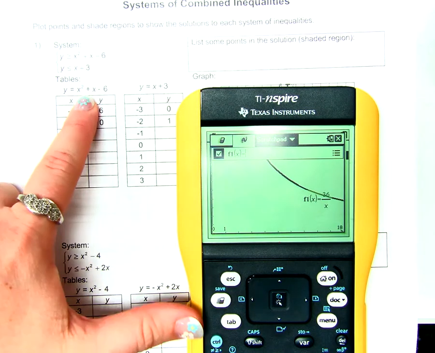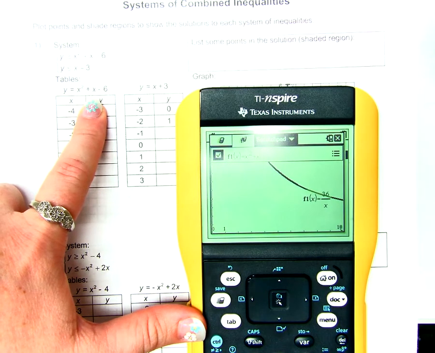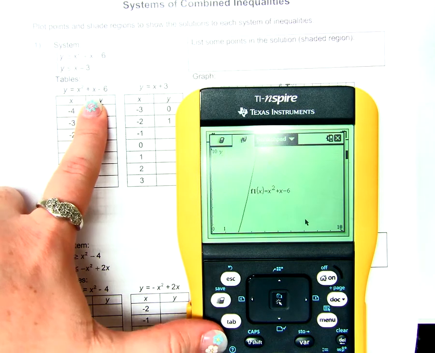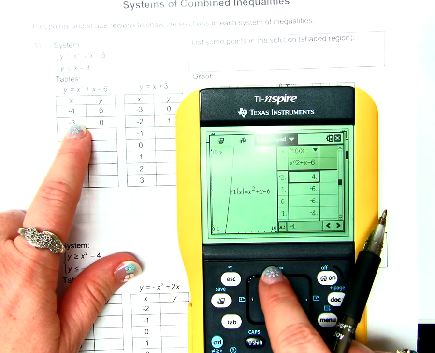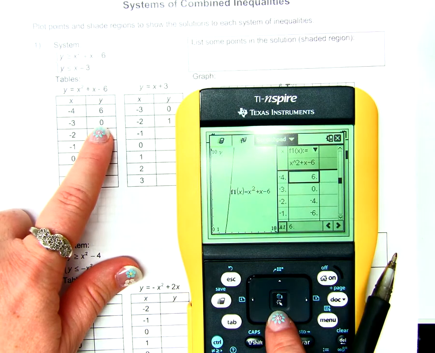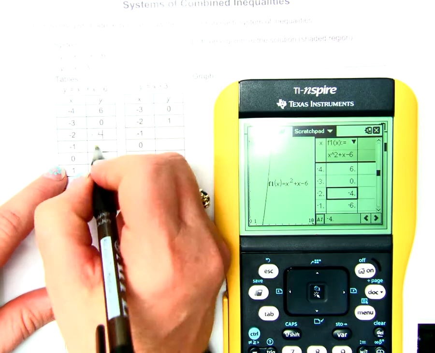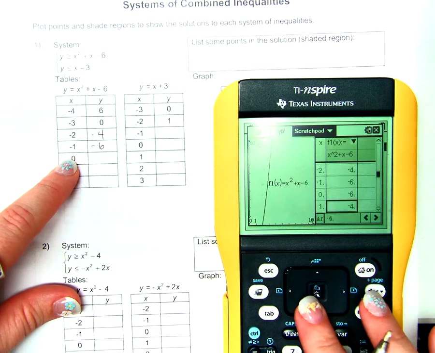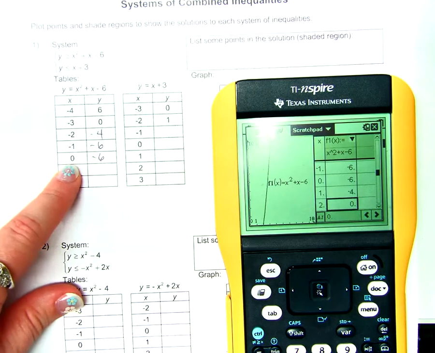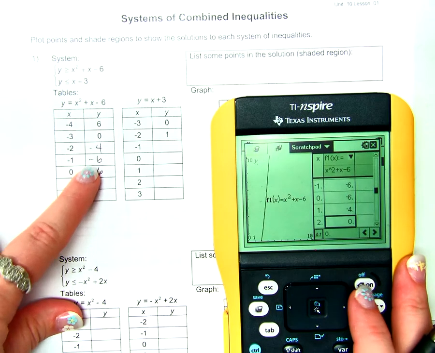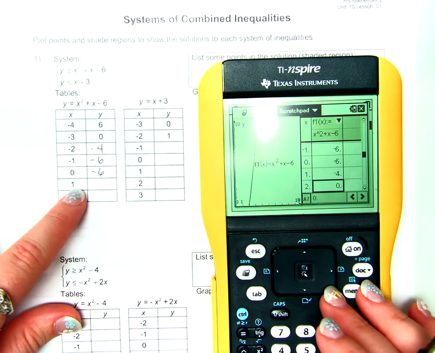So if I had x squared plus x minus 6. So negative 4 is 6. Okay, good. Negative 3 is 0. This is a negative 4. This is a negative 6. Is mine broken? Because I got negative 6 two times in a row. It must be broken.